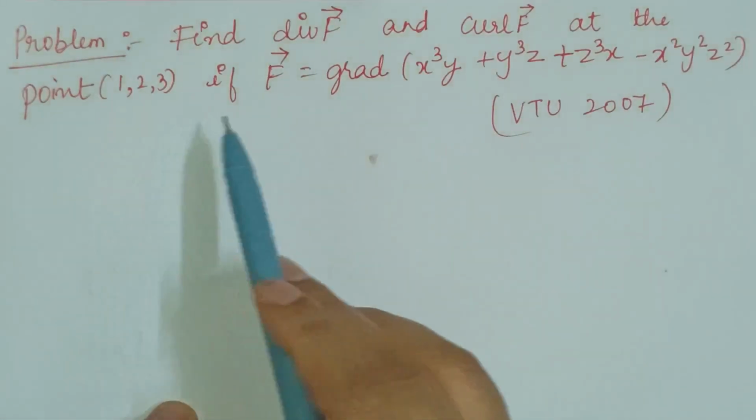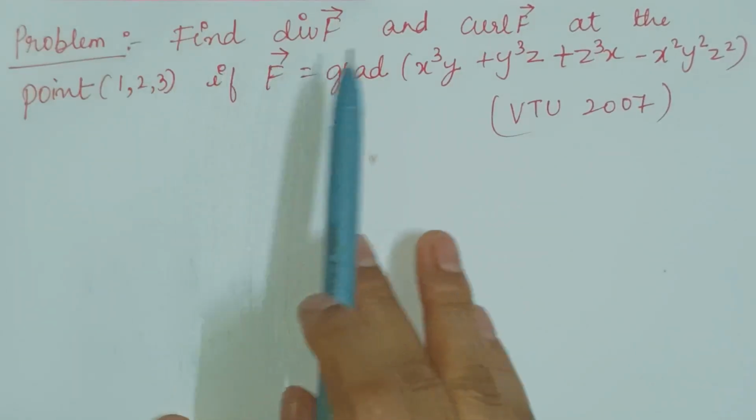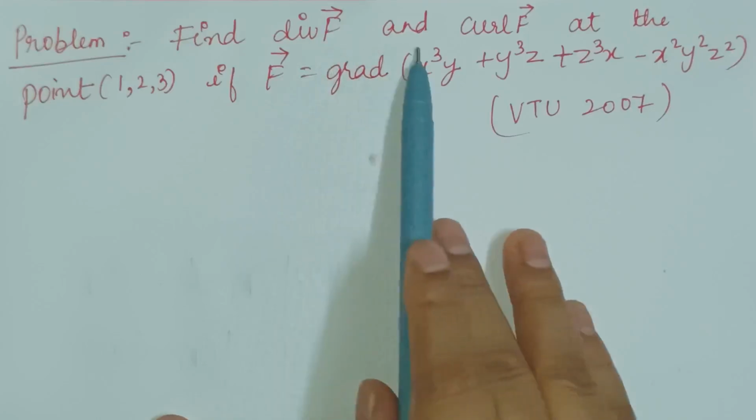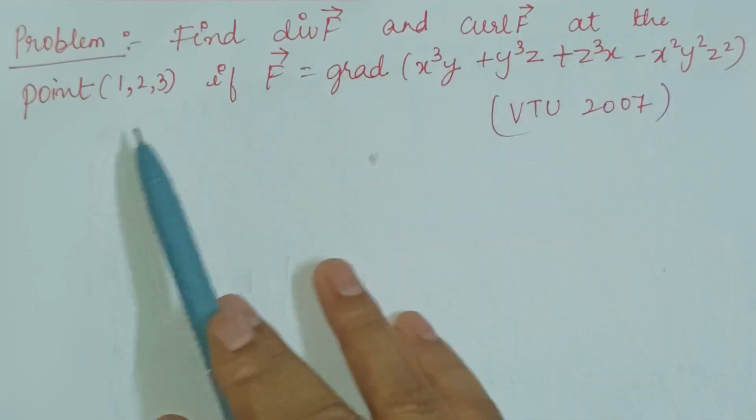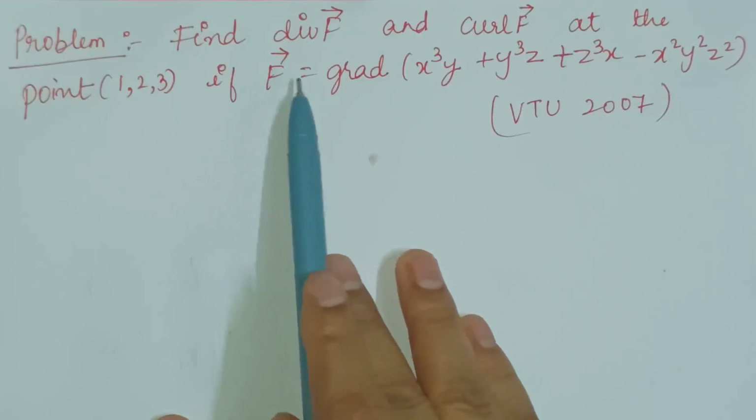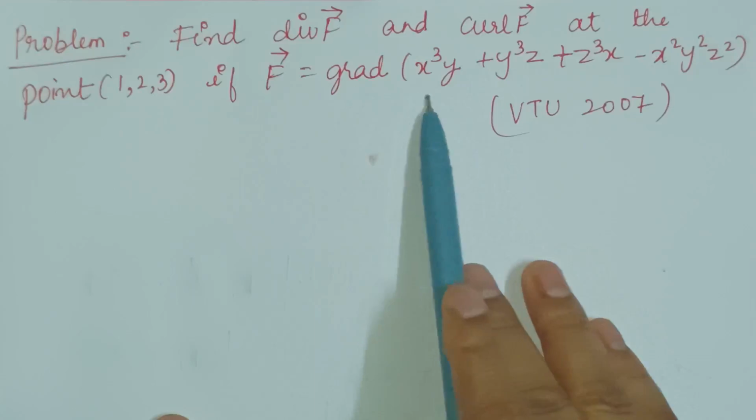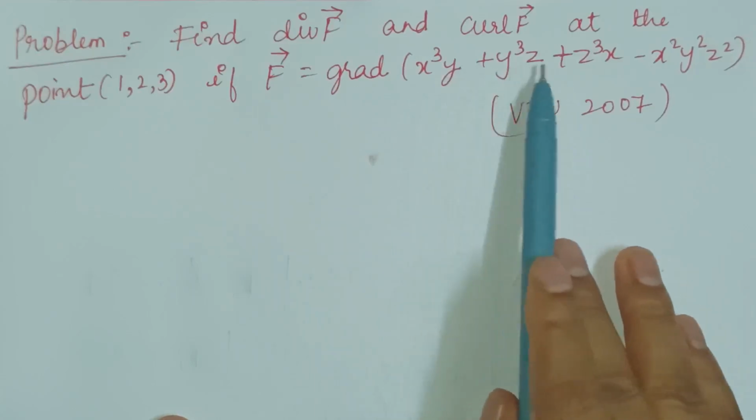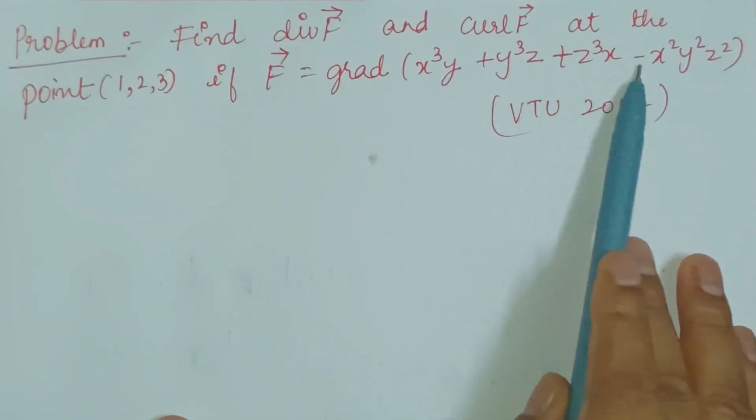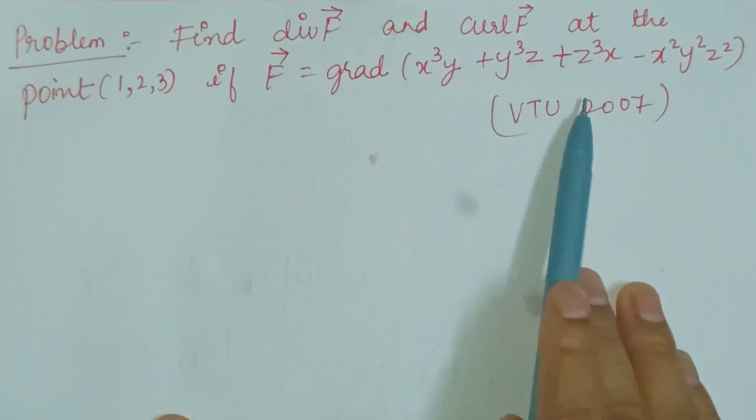In this video we are going to solve this problem. The problem is stated as: find divergence of vector f and curl of vector f at the point (1, 2, 3), if vector f is equal to the gradient of x cube y plus y cube z plus z cube x plus x square y minus x square y square z square. So this is the question.